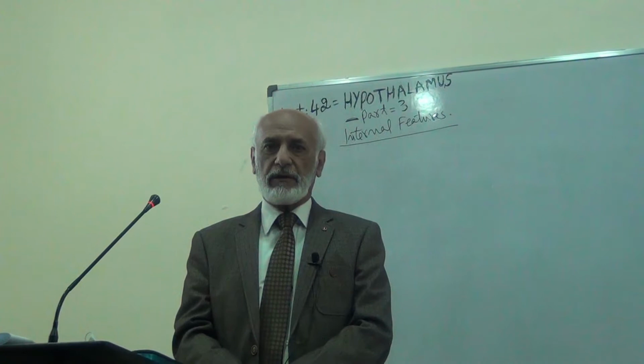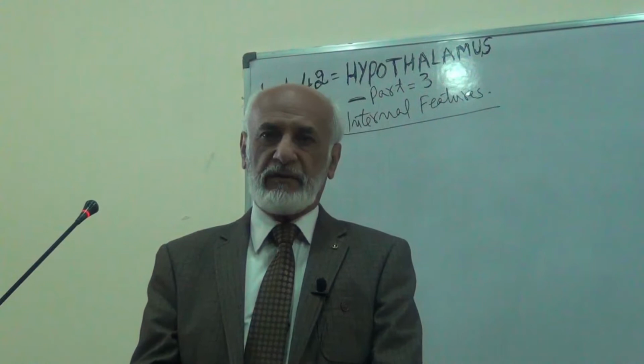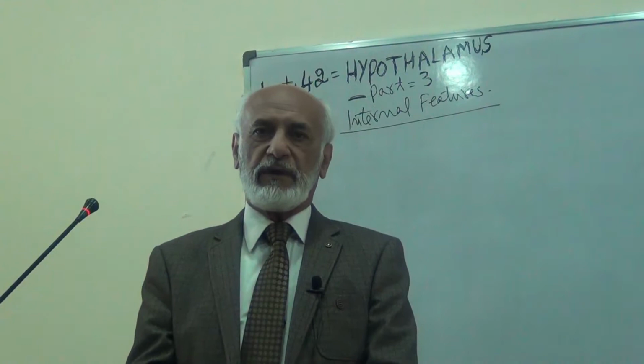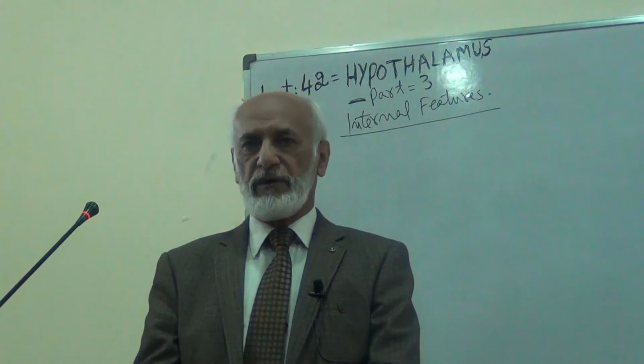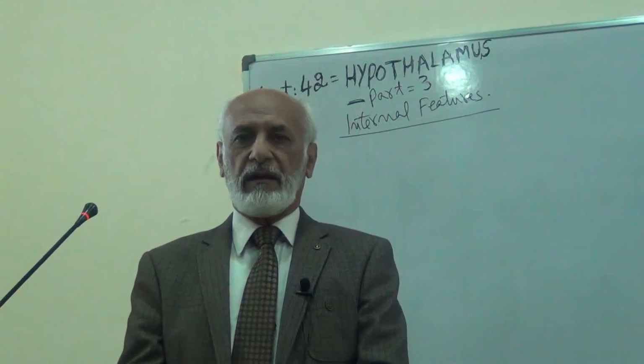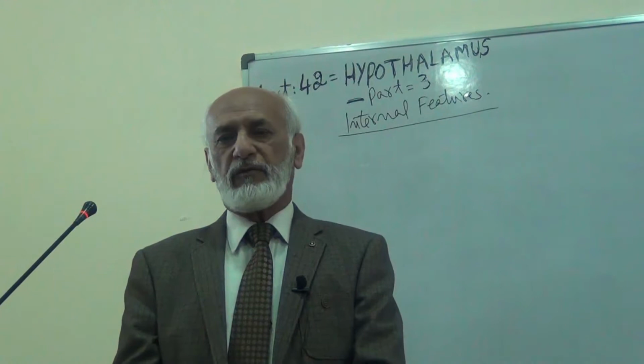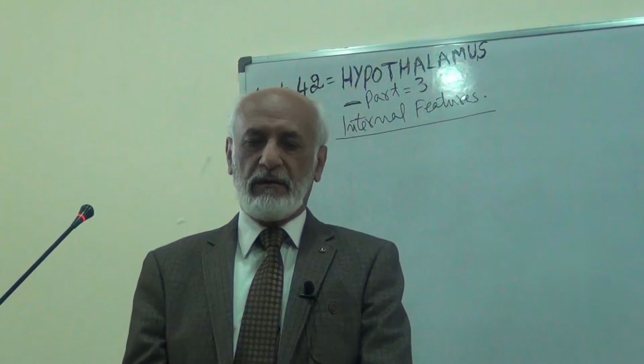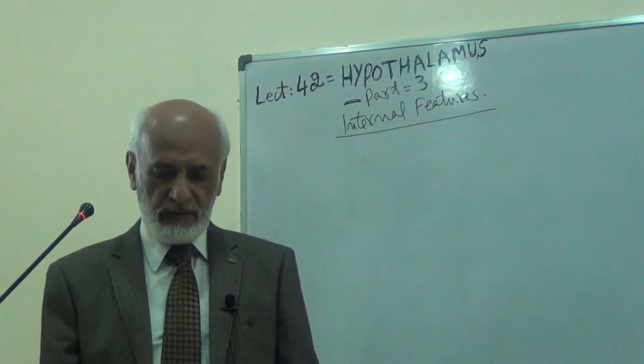In this lecture, we will continue with the internal features of the hypothalamus. In the first lecture pertaining to the hypothalamus, we talked about the various hypothalamic nuclei which are located in the anteroinferior part of the lateral wall of the third ventricle. Then in the second lecture, we were dealing with the structures which belong to the hypothalamus in the anterior part of the floor of the third ventricle. Some of these structures we discussed, and the remaining structures we will continue in this lecture.